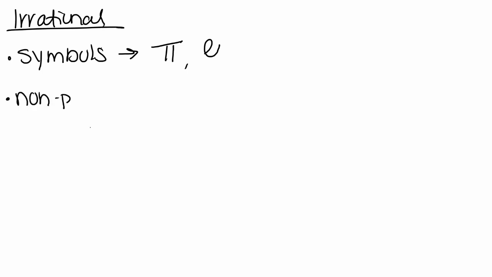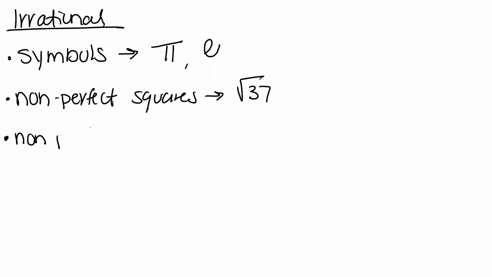We can say non-perfect squares. So square roots that are not on our list of 15. For example, the square root of 37. 37 is not on our list. The same rule applies for our non-perfect cubes. Any of the cube roots that are not on our list. For example, the cube root of 12 is not on our list of 5. It is an irrational number.